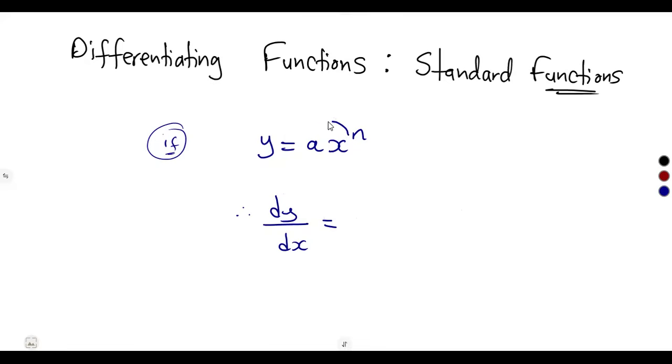We drop this exponent to multiply here. So it's like this: a times n. You multiply by that exponent, then you subtract 1 from the exponent, so it will be n minus 1. If you multiply this, guys, it's just going to be a n x to the exponent of n minus 1.